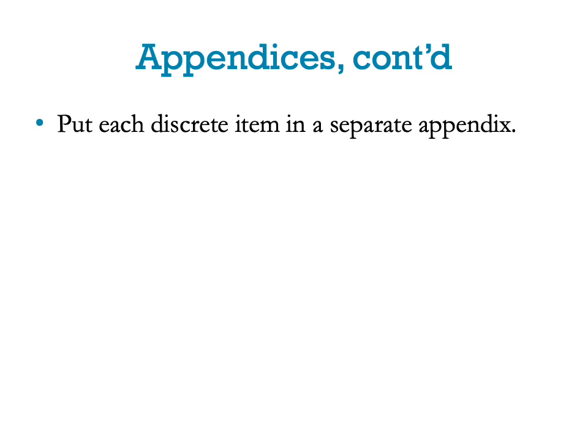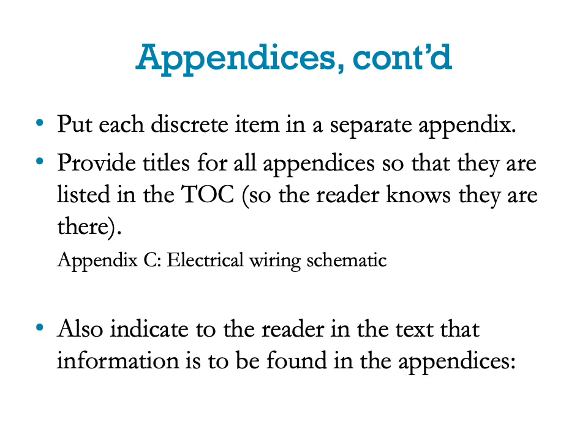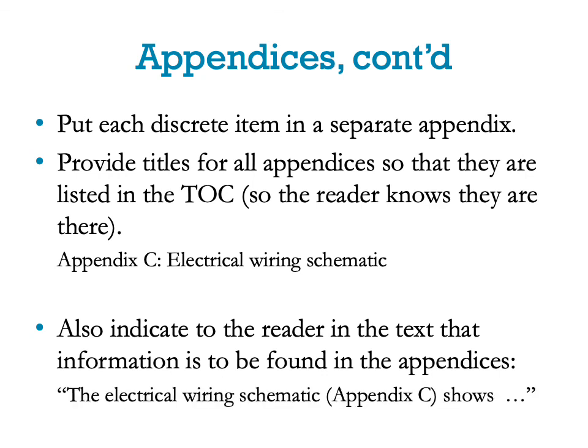So each discrete individual item should go in its own appendix. You want to provide titles for all appendices so that they are listed in the table of contents so the reader knows that they're there. For example, Appendix C, electrical wiring schematic. Also indicate to the reader in the text that the information is to be found in the appendices. The electrical wiring schematic, Appendix C, shows so on and so forth.